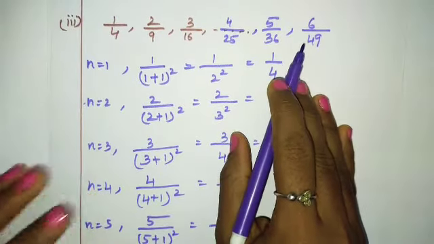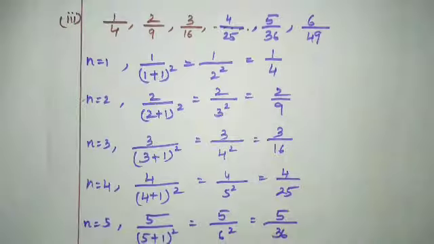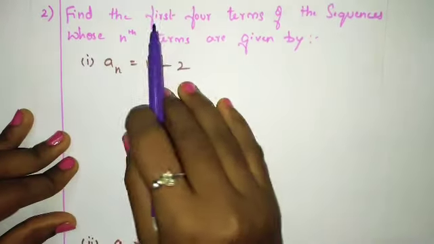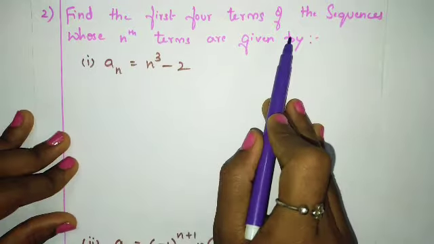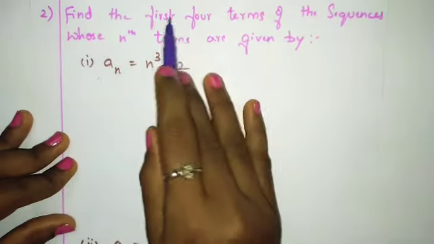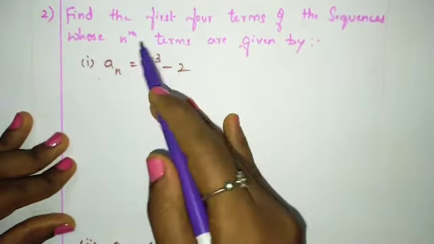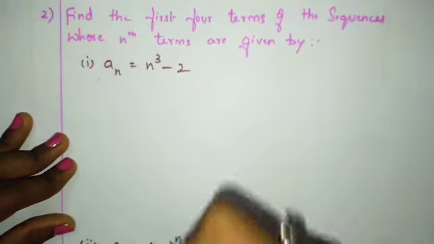Okay? So now we'll see the second sum. Find the first 4 terms of the sequence whose nth terms are given. So they have given the nth terms. You have to find the first 4. First 4 means A1, A2, A3, A4.